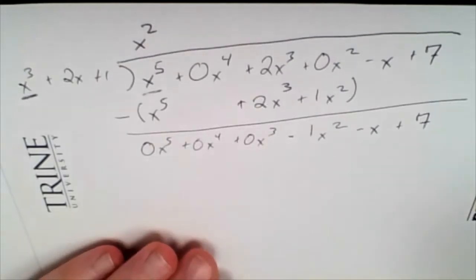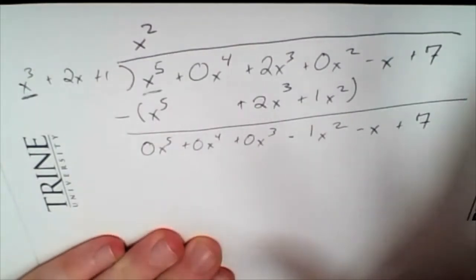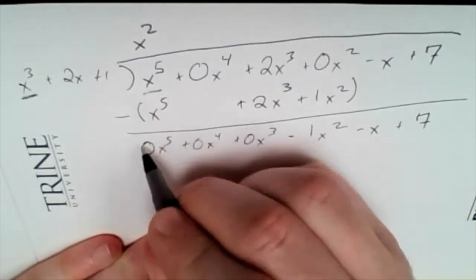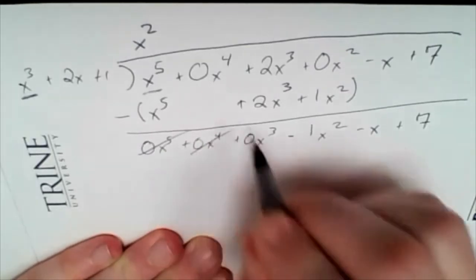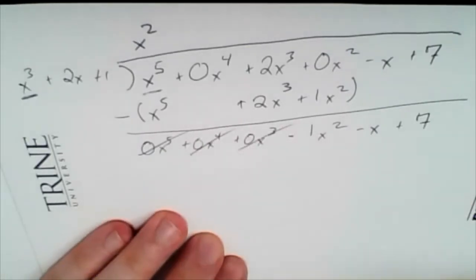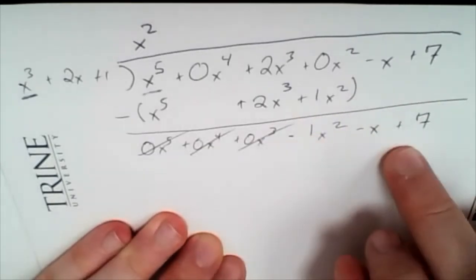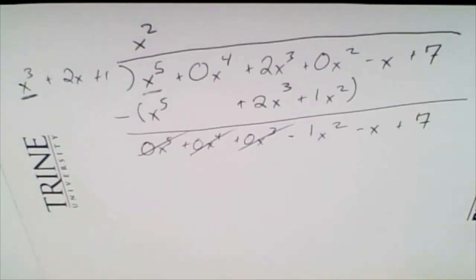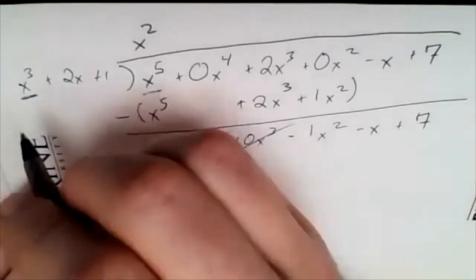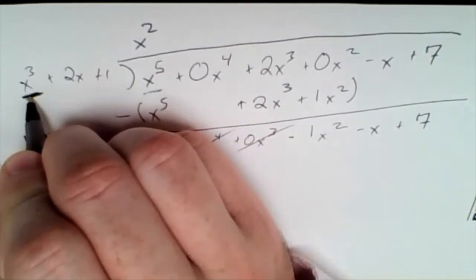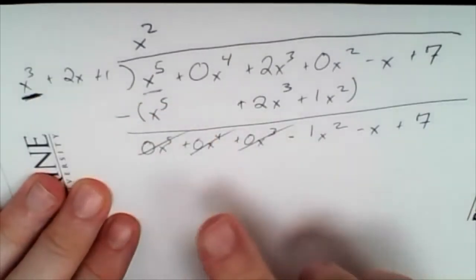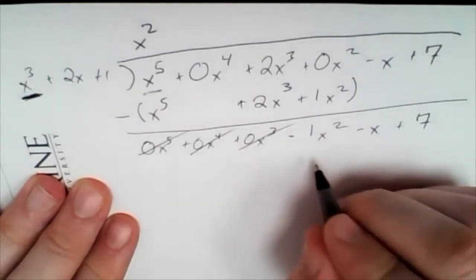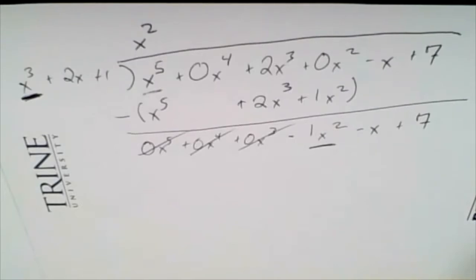Now that I have done that, if I did it properly, the very largest x term that I have is gone. Right, I have 0x to the fifth. Let's just get rid of that. I have 0x to the fourth. I have 0x cubed. The largest term in this is now x squared. So I'm going to go again. I take the largest power of x I have over on the left. That's still x cubed. I take the largest power of x that I have underneath. Now that is x squared.